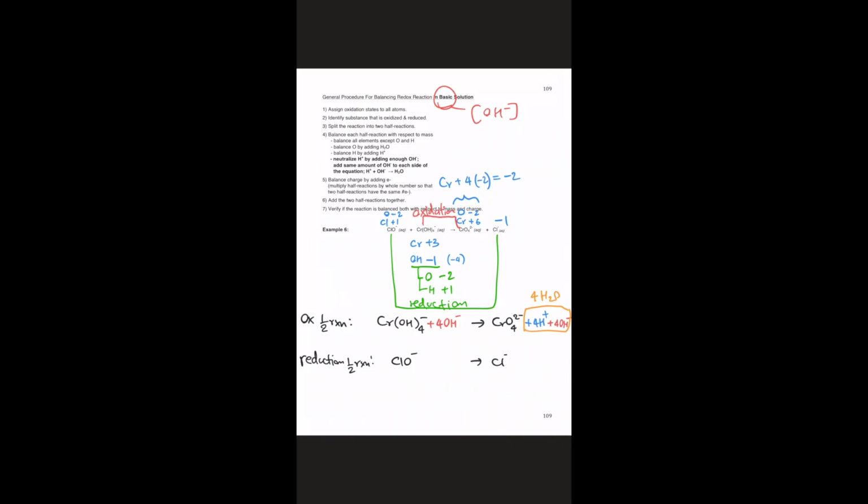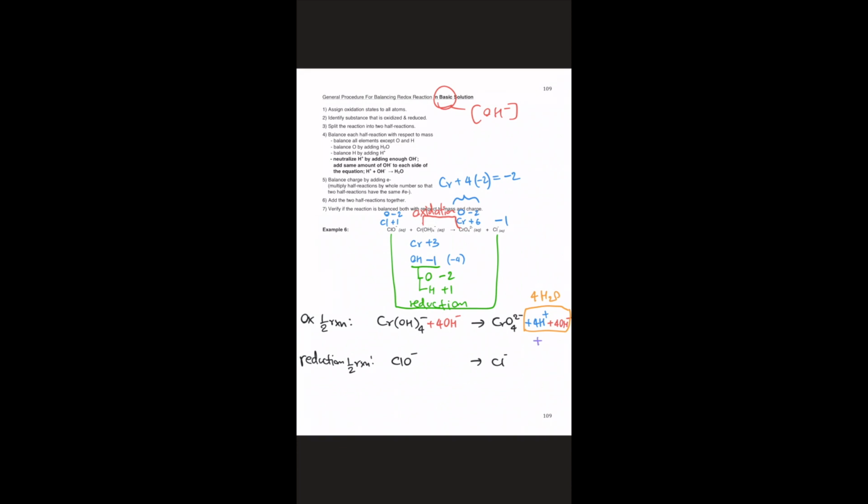The next thing is we need to balance the charge, because both charge and elements have to be balanced. In order to balance the charge, you will need to take a look at what happened to its oxidation number. If you're looking at the oxidation numbers that we determined earlier, we see that chromium going from 3+ to 6+ indicates that the chromium is losing electrons, 3 of them. So therefore, in this case, you will need to add 3 electrons.